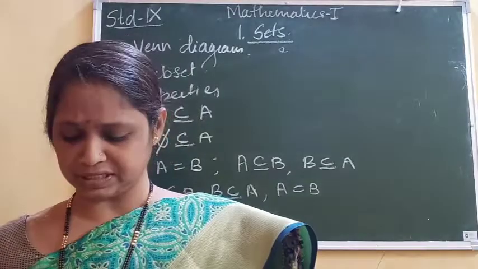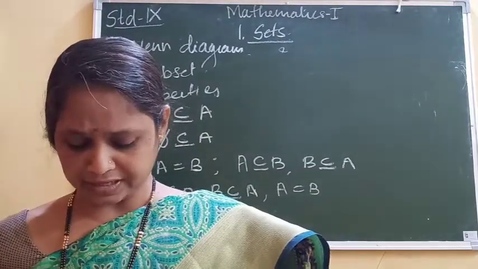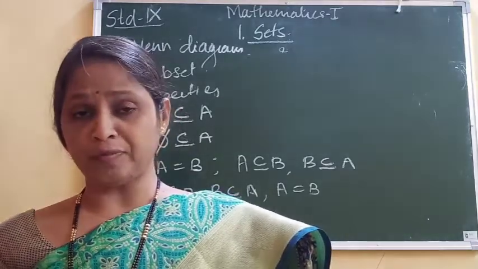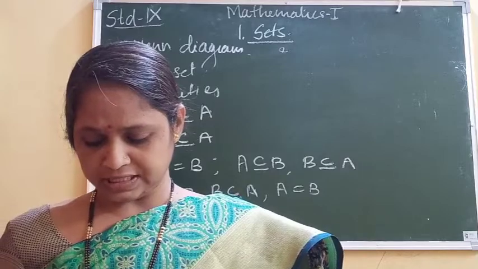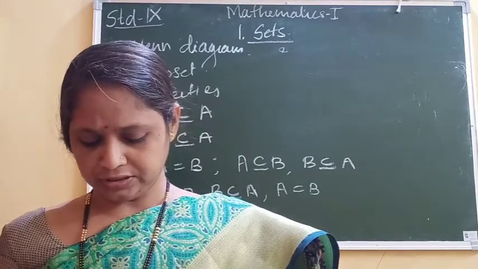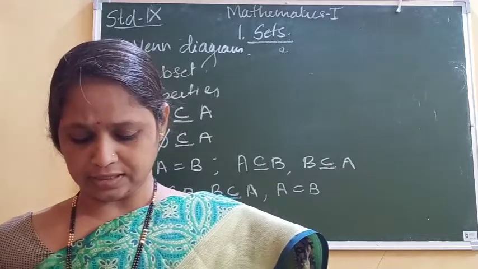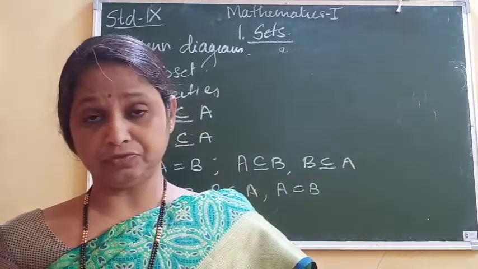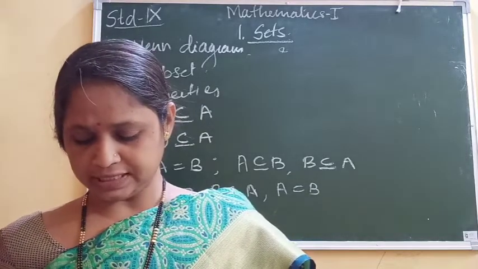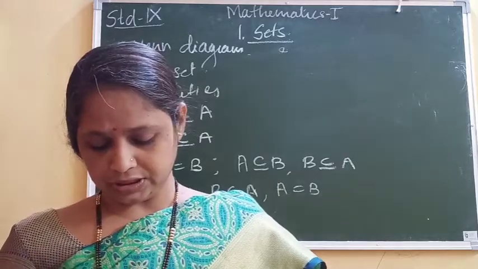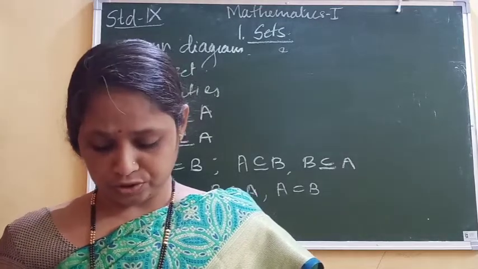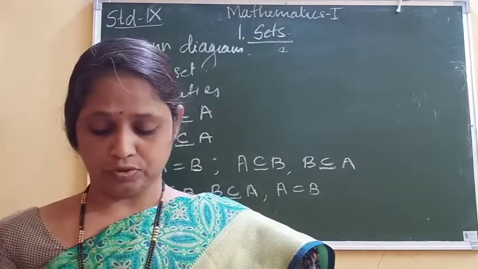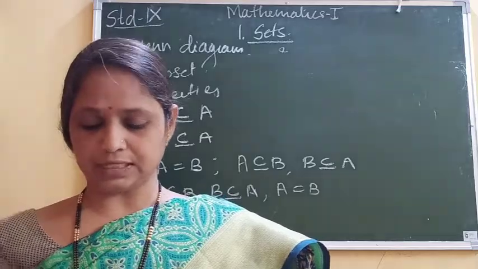So what does universal set mean? A universal set is a bigger set which will accommodate all the given sets under consideration, which in general is known as the universal set. Now you are going to write this definition in your notebook. The examples are given in the textbook.